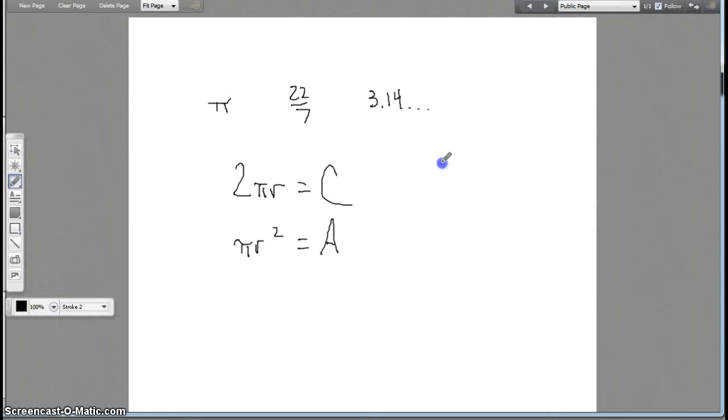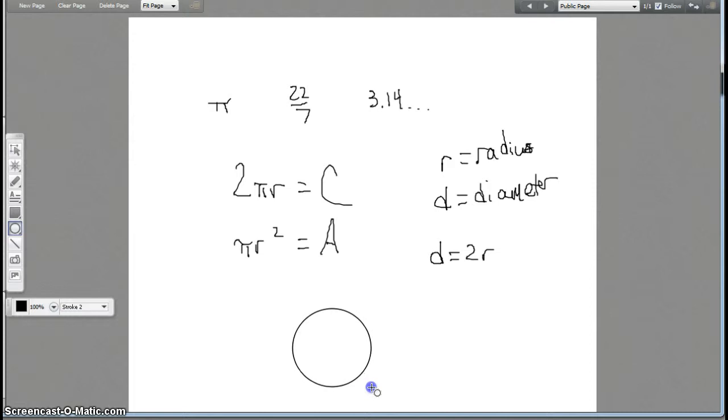The other thing we're going to need to remember, first off, r is radius. Important to remember. And then d is going to be diameter. Your diameter is double the radius. So the radius is the distance from the center of a circle to the edge. So let me get a circle. There we go. So here's our circle. The radius is going to be the distance from the center to the edge. That's going to be our r. The diameter is going to be the distance from one side through the middle all the way to the other side. That is our diameter.